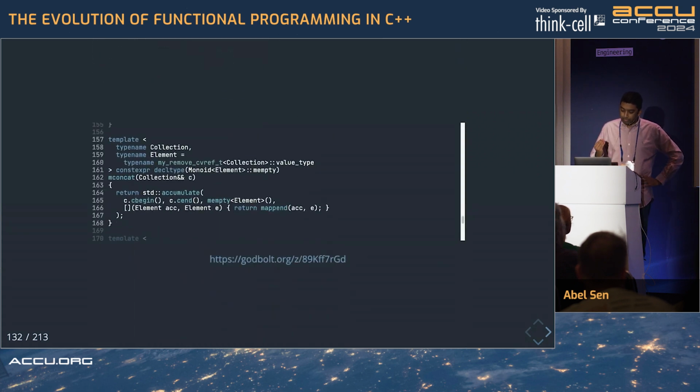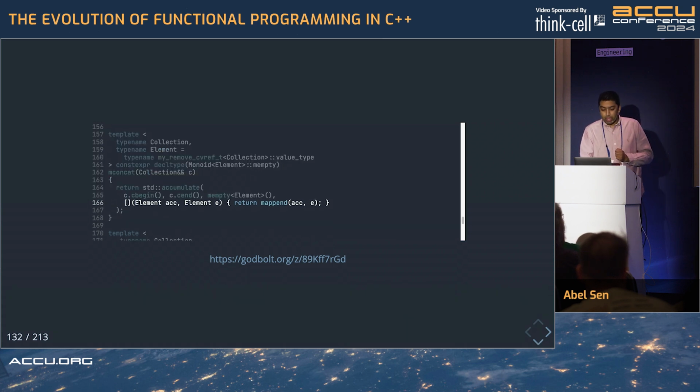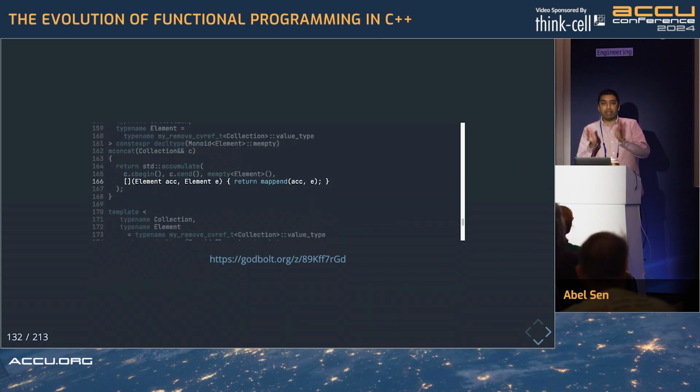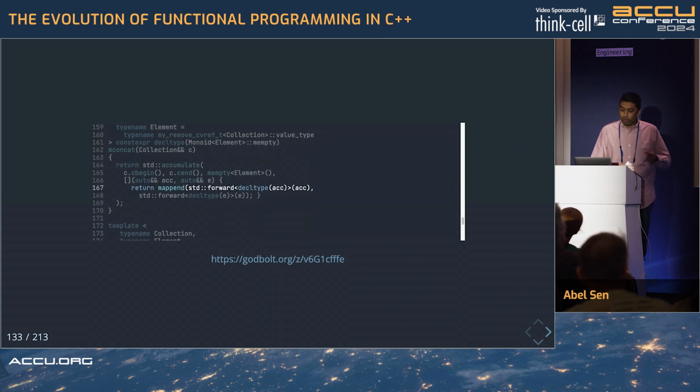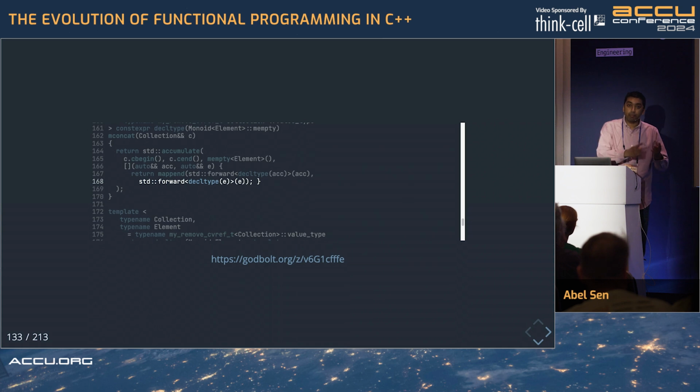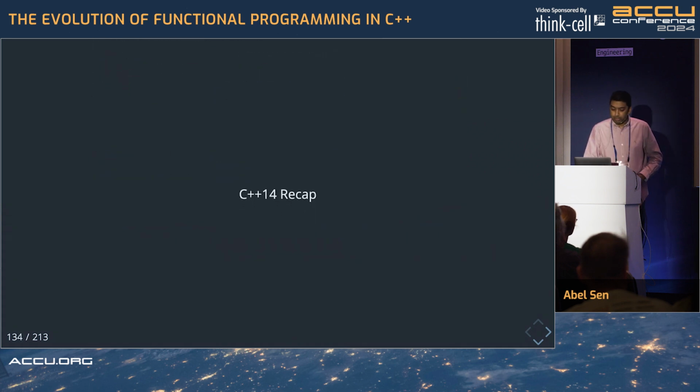And then finally, in this implementation of mconcat for monoid instances implemented in terms of mempty, I'm calling into a lambda, which is taking two arguments explicitly of type element. Whereas in C++14, I can turn them into auto-ref parameters to turn them into universal forwarding references. So that allows me to perfectly forward the arguments one by one and perfectly preserve not only their type, but also their value category. So recap.